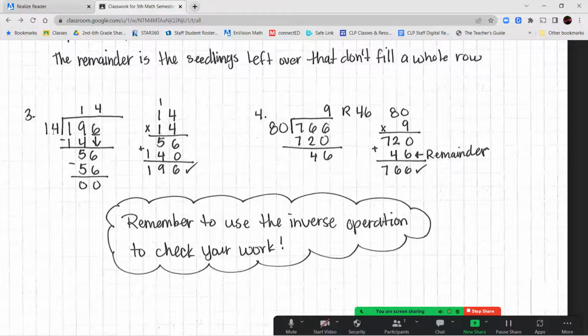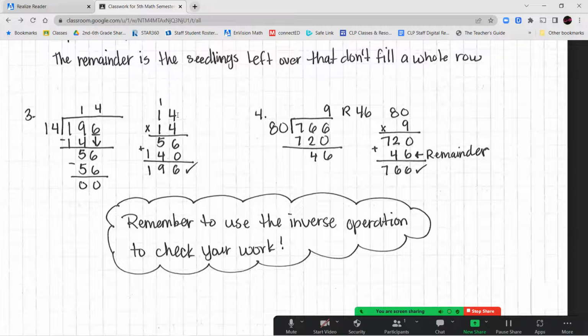Next, we have numbers 3 and 4. So we have 196 divided by 14. We know 14 doesn't go into 1, but 14 goes into 19 one time. So I put the 1 over there above that last digit, which is the tens place. I subtract off my 14 and I'm left with 5. Now I drop my next digit, which is the 6. 14 goes into 56 4 times. So 14 times 4 equals 56. I subtract it off and I have a 0 remainder.